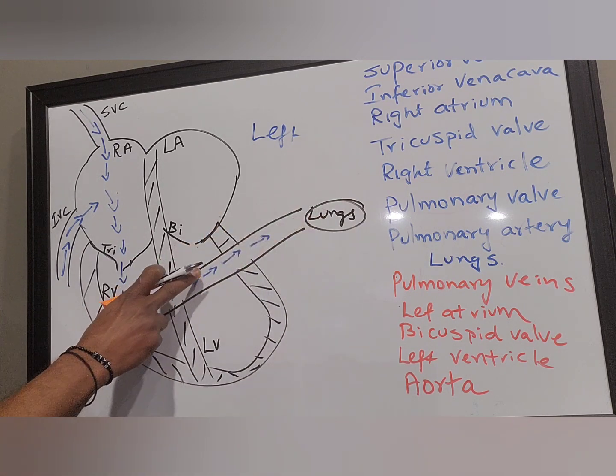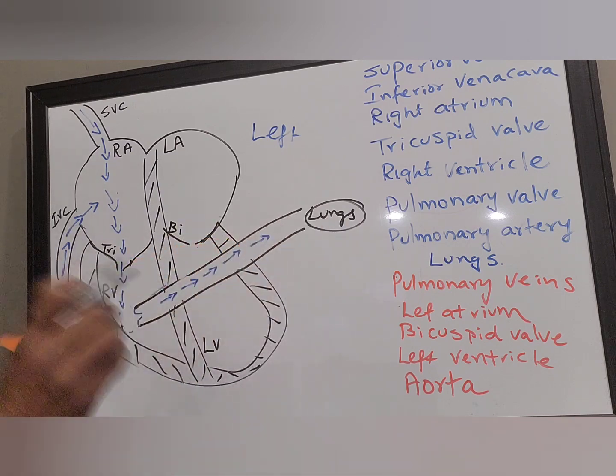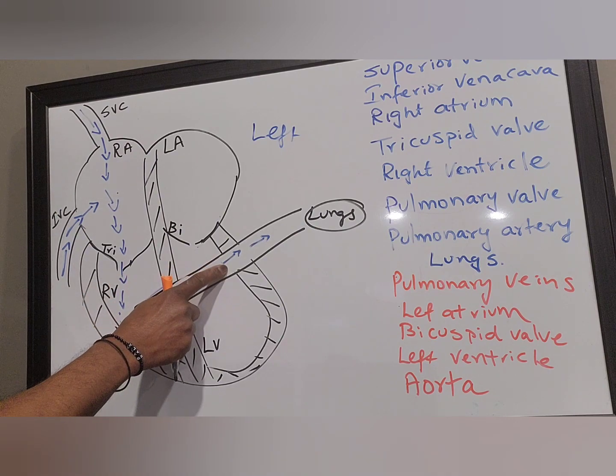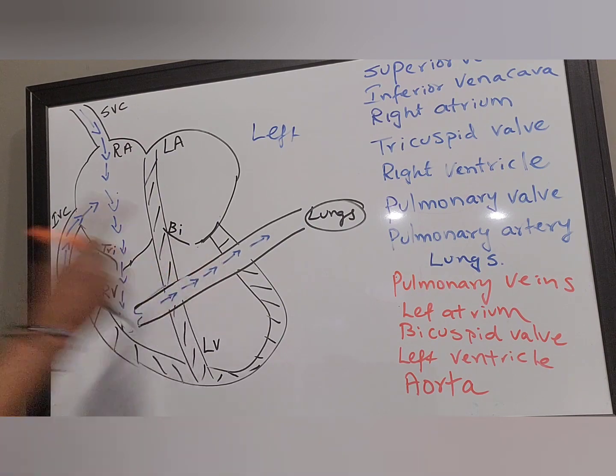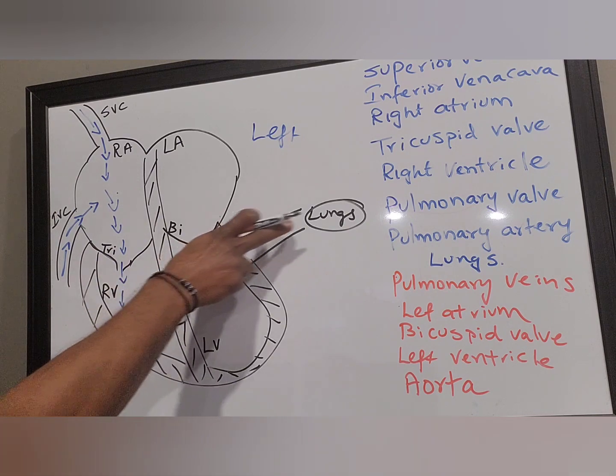Look at the color, it still has less oxygen. That's why I put blue. The lungs have a specific medical term called pulmonary. So they call this vessel a pulmonary artery. And guess why they call it an artery? Because it's taking the blood out of the heart.